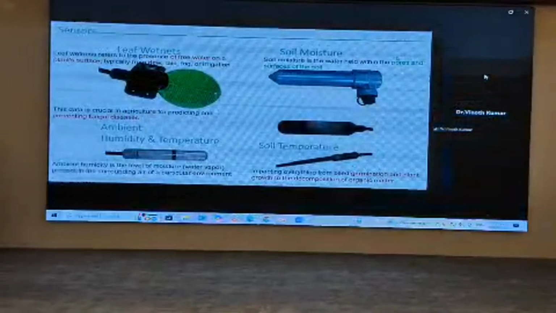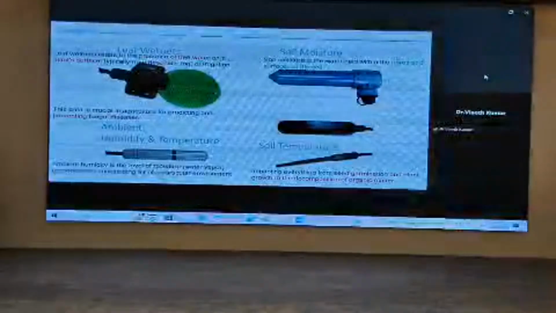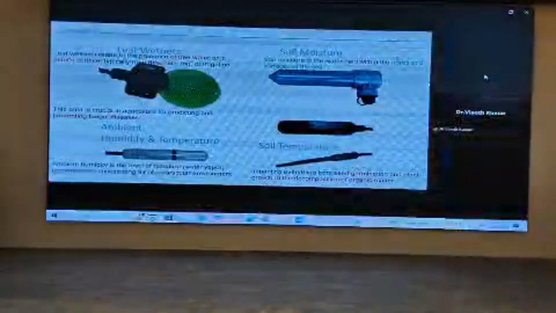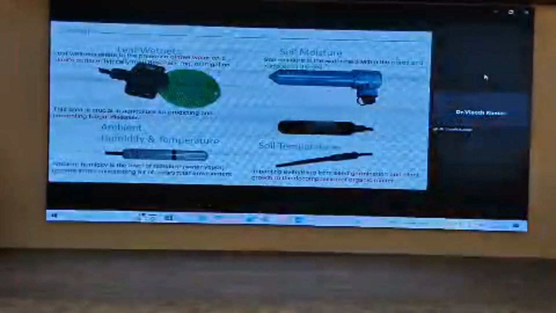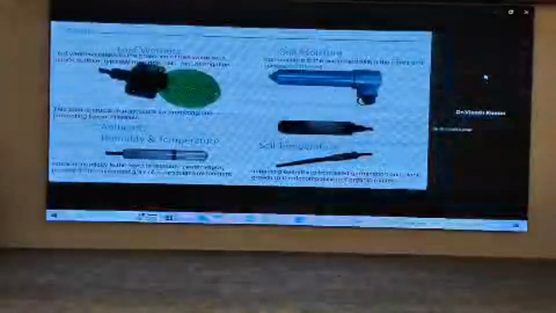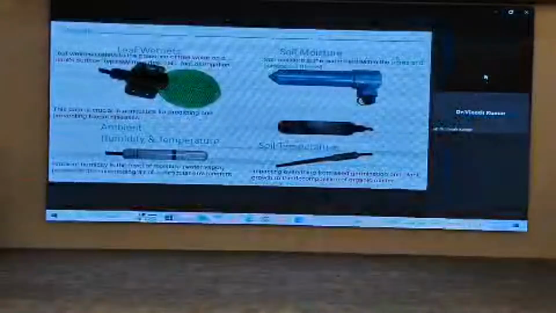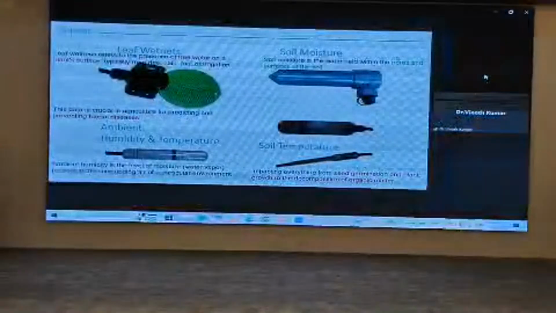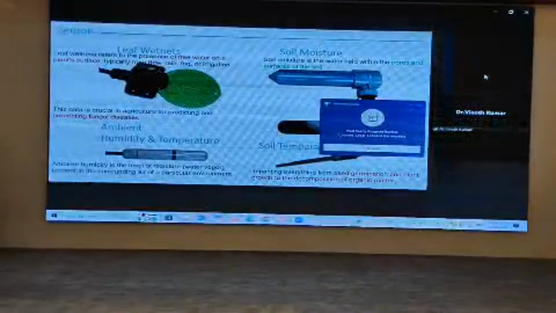Next one is soil moisture. This sensor is placed on the surface of the soil and we can easily monitor it. Then ambient humidity and temperature. Nowadays all three together come as one sensor. This sensor monitors the moisture and water. Then the soil temperature sensor: especially we are using this one in seed germination and plant growth.